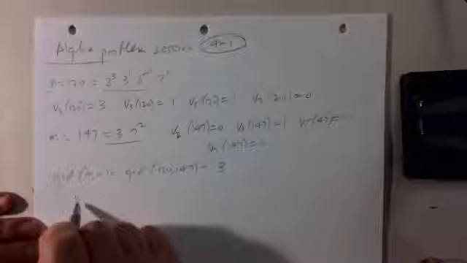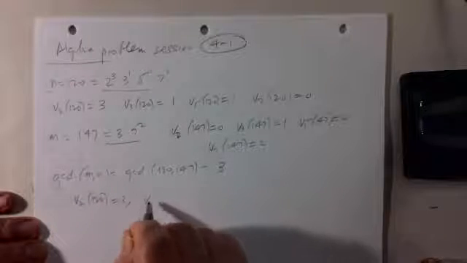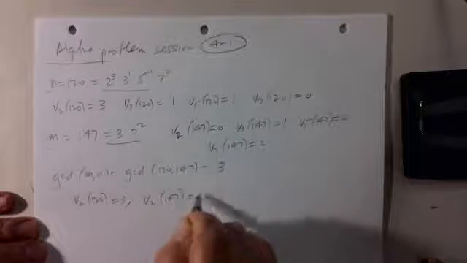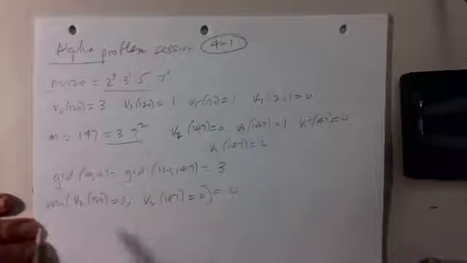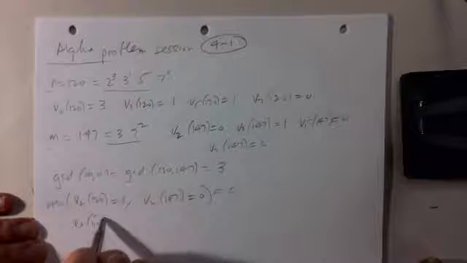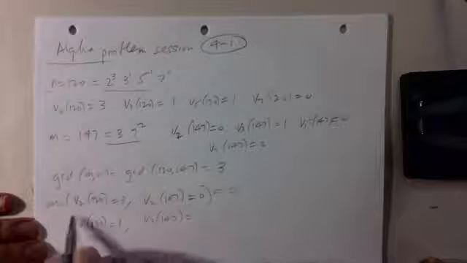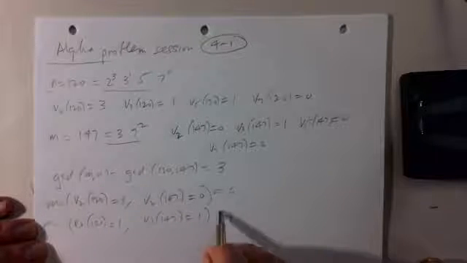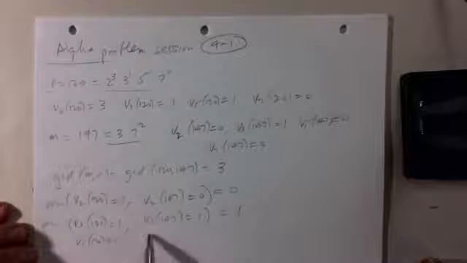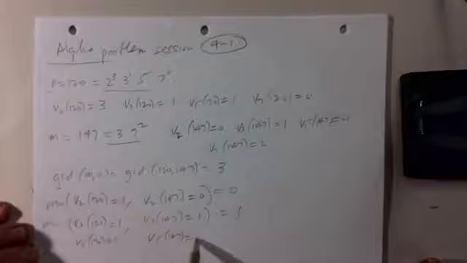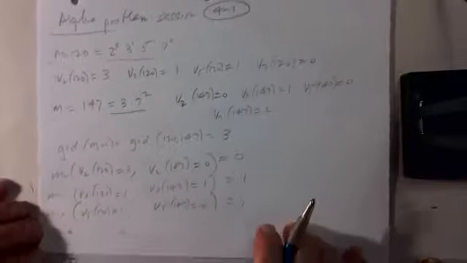So V2 of 120 is 3. V2 of 147 is 0. So the minimum is 0. V3 of 120 is 1. V3 of 147 is 1. So the minimum is 1. V5 of 120 is 1. V5 of 147 is 0. So the minimum is 0.